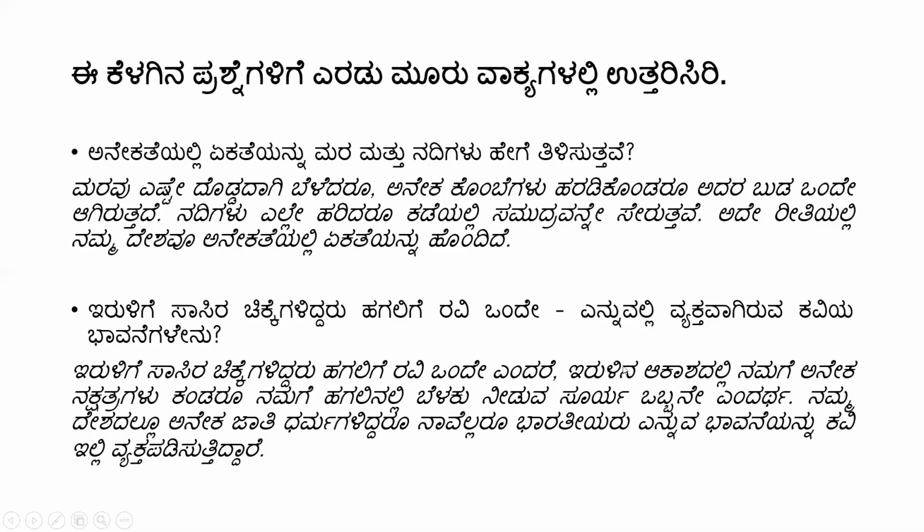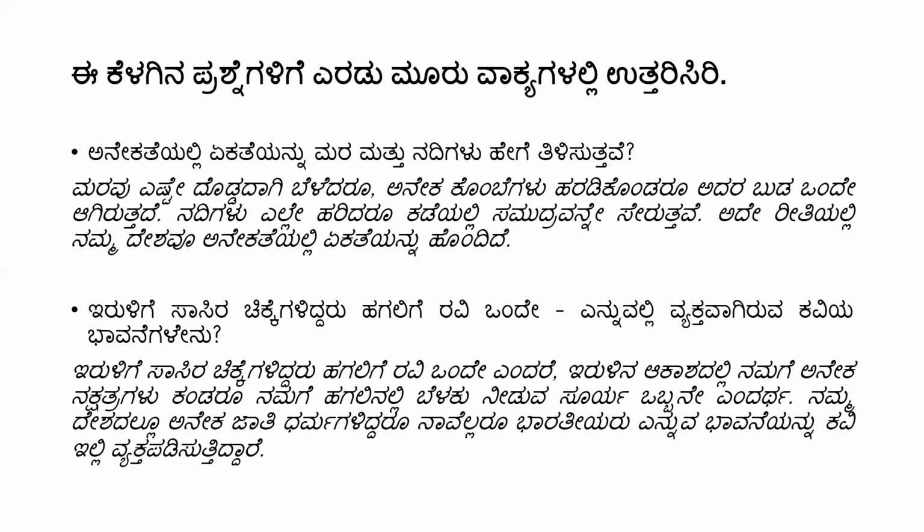ಈರುಳಿಗೆ ಸಾಸಿರ ಚಿಕ್ಕೆಗಳಿದ್ದರೂ ಹಗಲಿಗೆ ರವಿ ಒಂದೇ ಎಂದರೆ, what does it mean? ಇರುಳಿನ ಆಕಾಶದಲ್ಲಿ, ಇರುಳು is night. The night sky will have a lot of what? Stars, isn't it? ನಮಗೆ ಅನೇಕ ನಕ್ಷತ್ರಗಳು ಕಂಡರೂ ನಮಗೆ ಹಗಲಿನಲ್ಲಿ ಬೆಳಕು ನೀಡುವ ಸೂರ್ಯ ಒಬ್ಬನೇ ಎಂದರ್ಥ. So first you explain this line. Explain that even if we see millions of stars in the night sky, it is only one sun who gives us the light we want during the daytime.